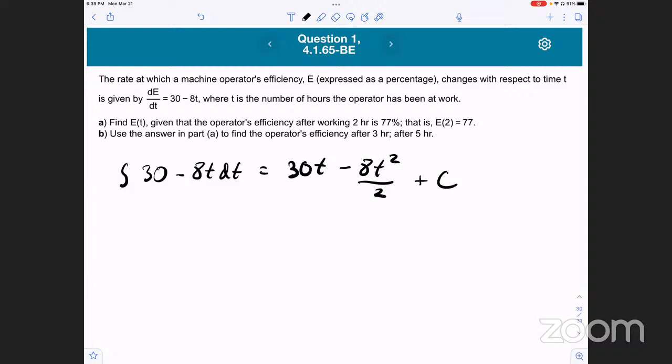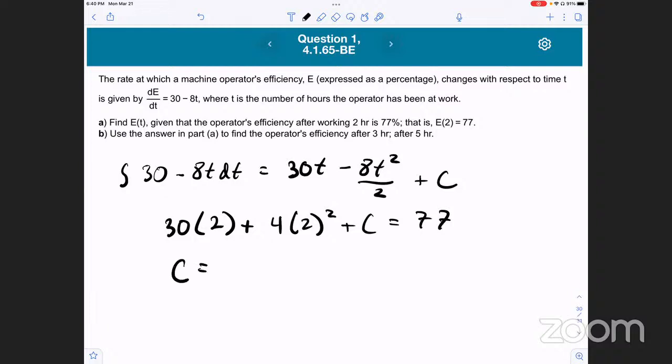Let me see, they should give us a point. Find, given that the operator's efficiency after 2 hours is 77%. So that's E of 2 is 77, right? So when t is 2, the efficiency is 77%. They give us that so that we can solve for C. So then we would have 30 times 2, 8 divided by 2 is 4, so 4 times 2 squared plus C equals 77. So now we can solve for C.